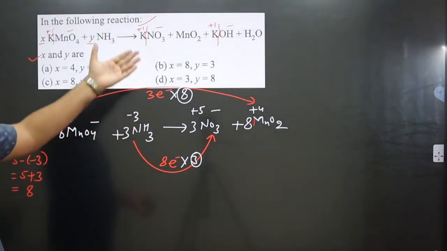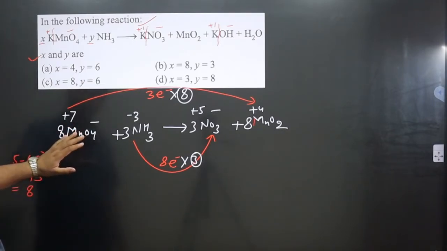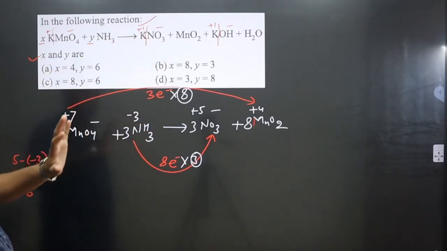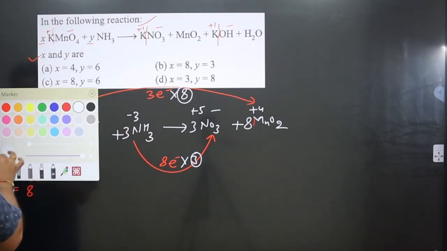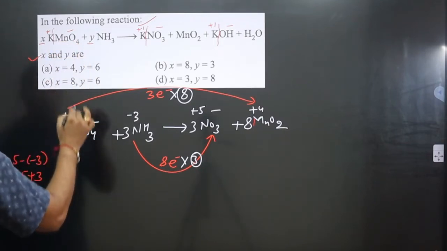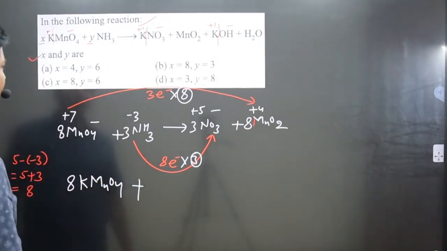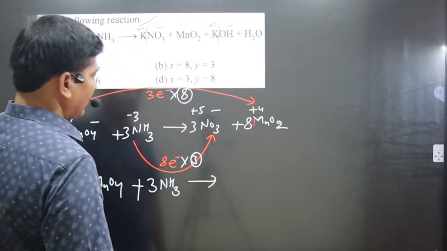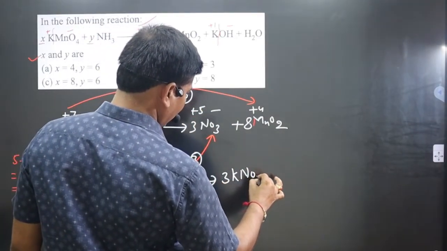Now, whatever the spectator ions we had removed, we can bring back. We can balance it in basic medium also, but better we bring back spectator ions, because from here only we can get the answers. We don't need to prolong this explanation. Okay, so MnO4 minus we got from KMnO4, so we got 8 KMnO4. Then ammonia molecule same as it is, 3 ammonia molecule. Okay, then a nitrate ion we got from KNO3, so we got 3 KNO3 is there.